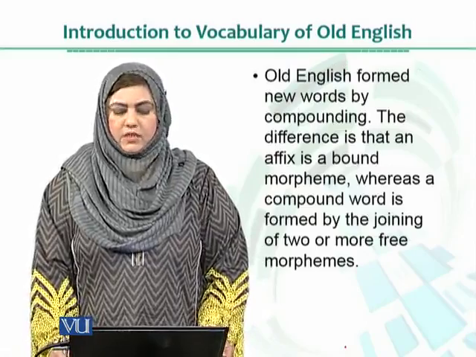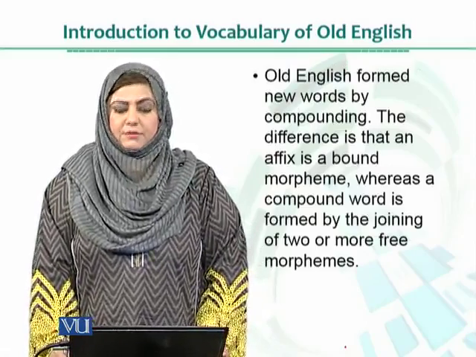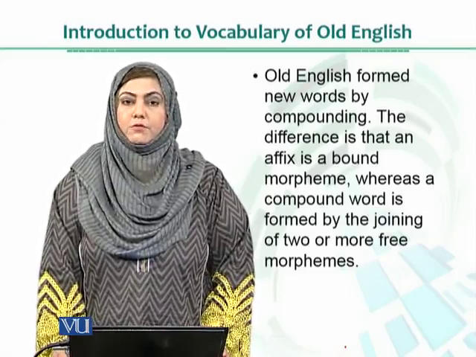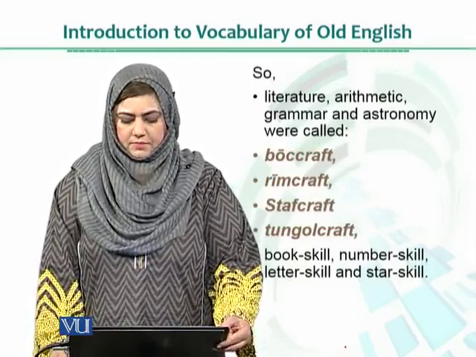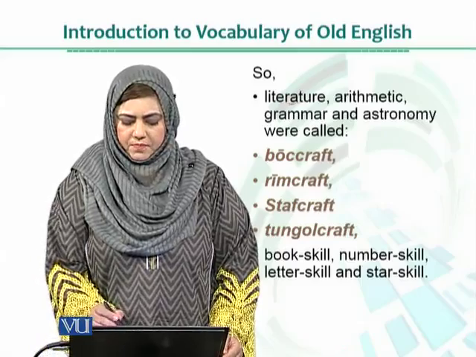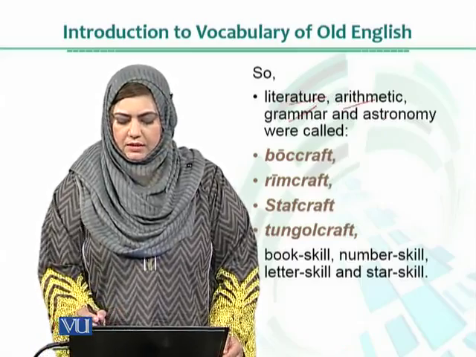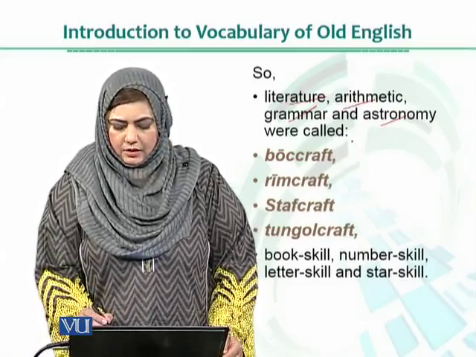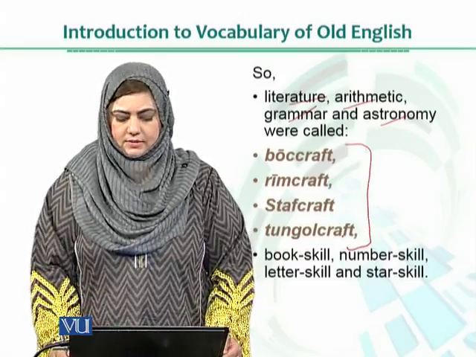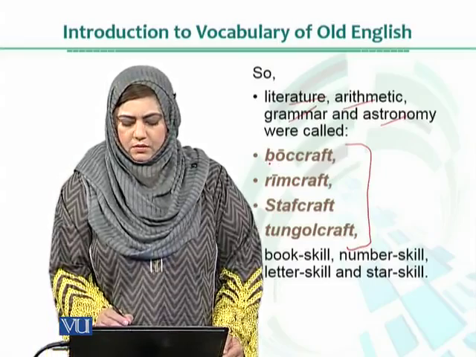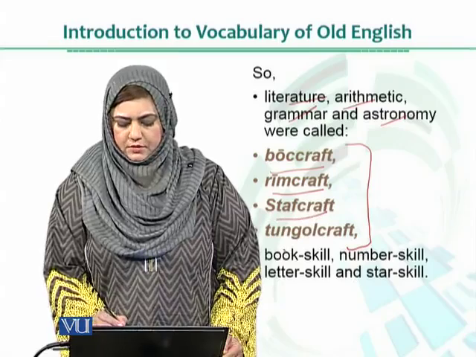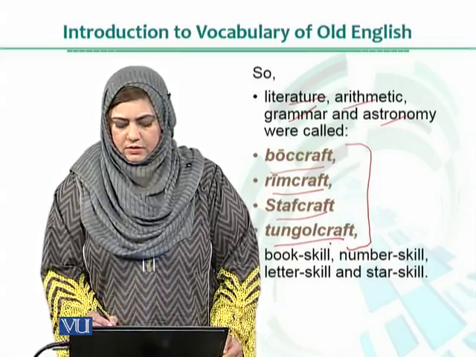Old English formed new words by compounding as well. The difference is that an affix is a bound morpheme, whereas a compound word is formed by the joining of two or more free morphemes. So here are some examples that you can look at. Literature, arithmetic, grammar, astronomy. Now look at these four modern words in comparison with their Old English equivalents. The first one, bocecraft, rimcraft, staefcraft, and tungolcraft.